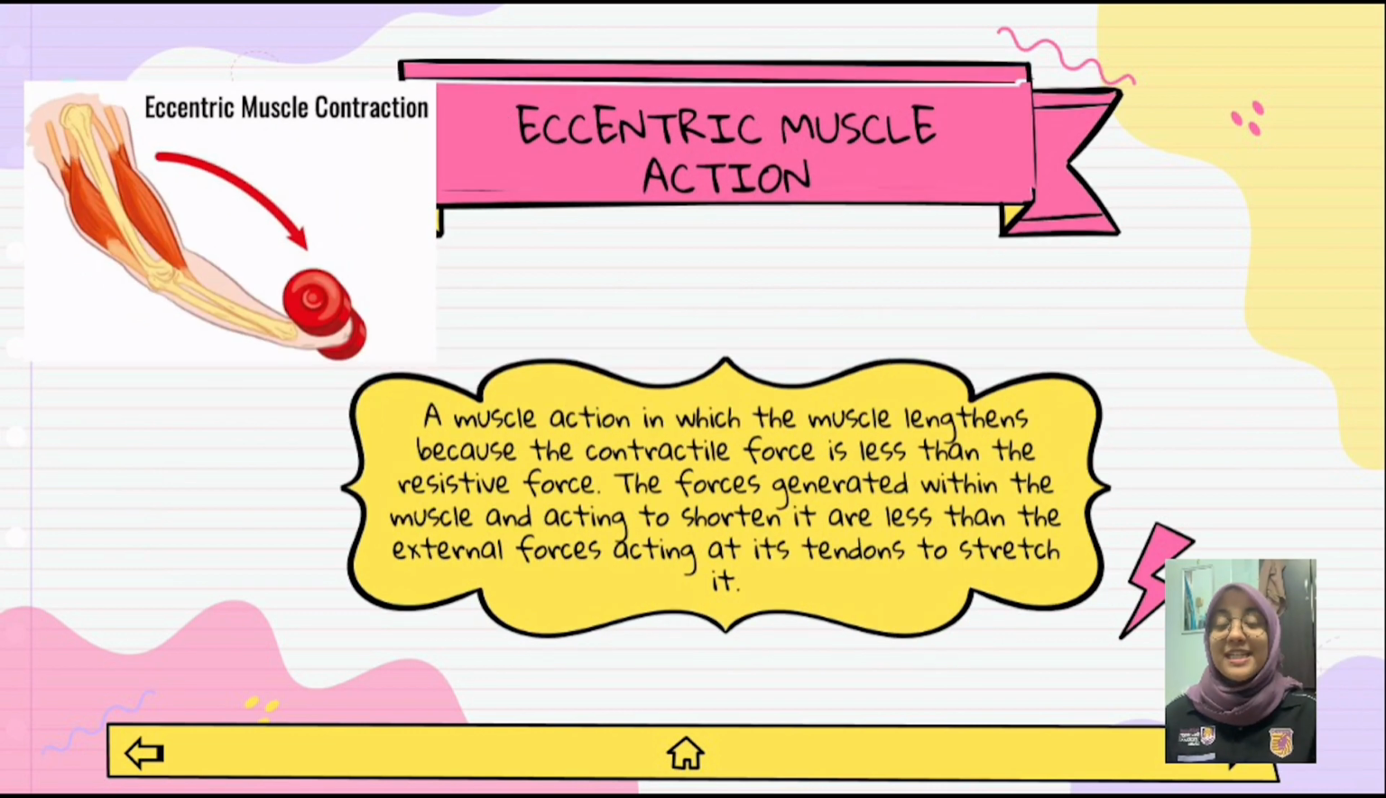Next we have the eccentric muscle action, in which the muscle lengthens because the contractile force is less than the resistive force, and the force generated within the muscle and acting to shorten it is less than the external force acting at its tendon to stretch it.